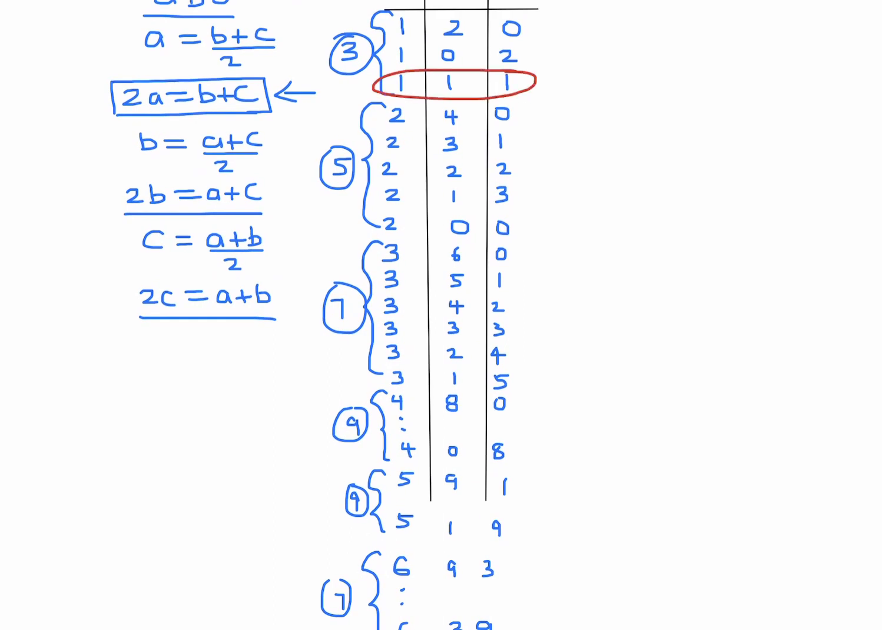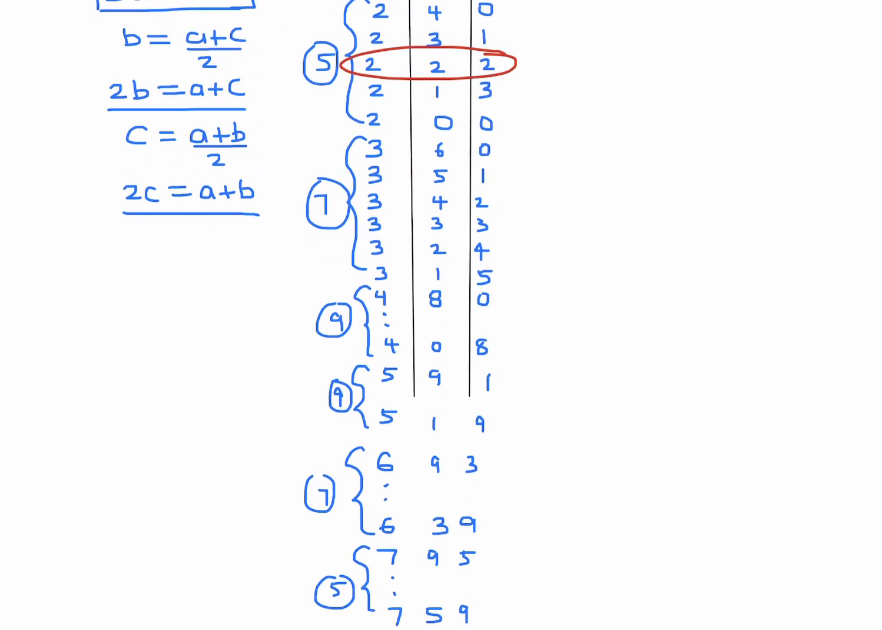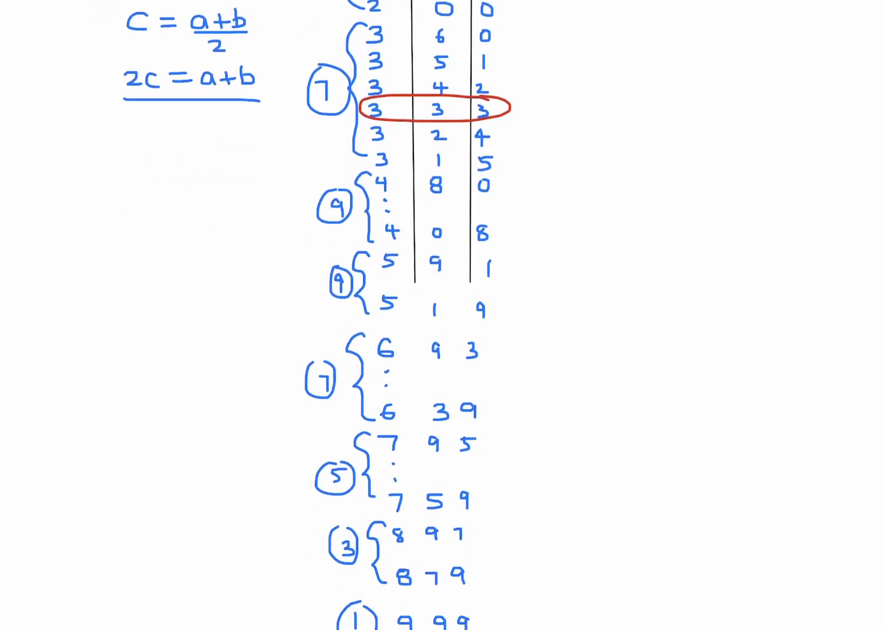So there was a 1, 1, 1 there. There was a 2, 2, 2, right? We have to get rid of those. Get rid of the 3, 3, 3. Get rid of the 4, 4, 4 that I didn't write in. Get rid of the 5, 5, 5. Get rid of the 6, 6, 6.